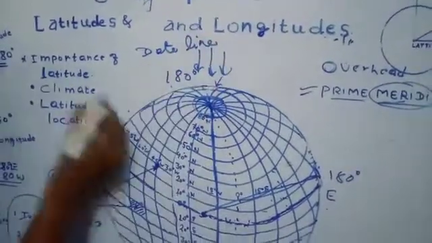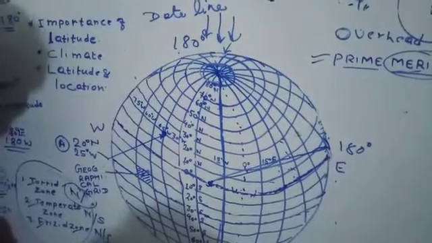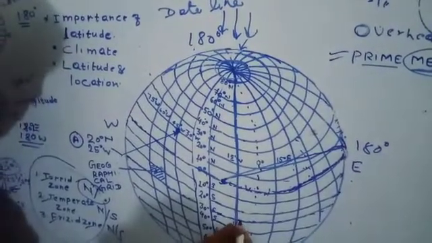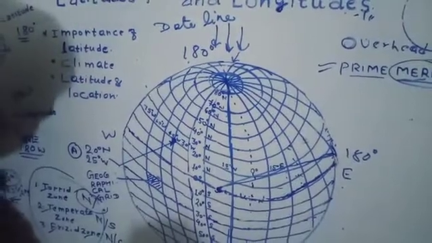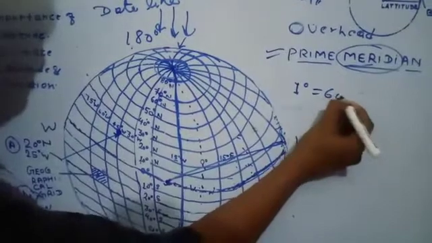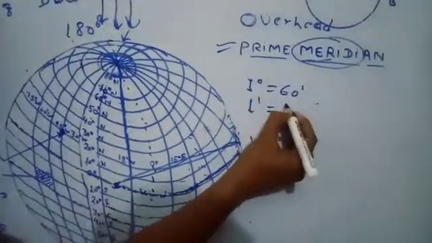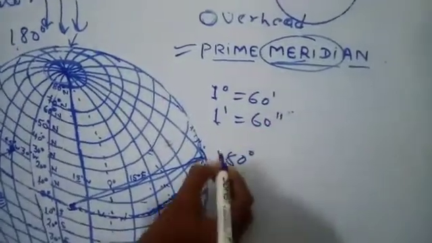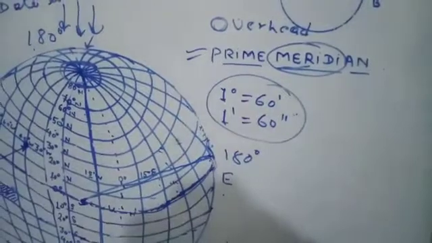Now, like latitudes, in between each meridian or longitude there is also a further division of 60 minutes. I have explained already, 1 degree is equal to 60 minutes, and further 1 minute of longitude is divided into 60 seconds. This is the division of longitudes.